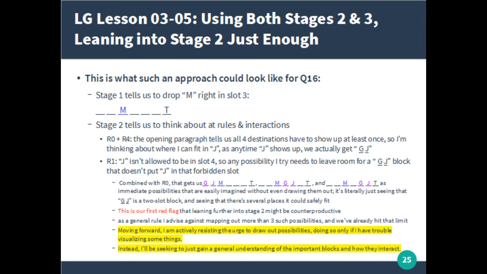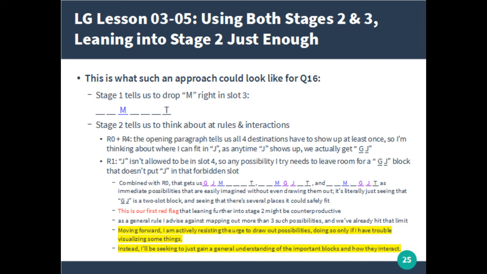The next natural thing to think about when you're thinking about the entity J is rule number 1. Rule number 1 tells us that J isn't allowed to be in slot 4. So any possibility I try needs to leave room for a GJ block that doesn't put J in that forbidden slot. So what does that lead us to?